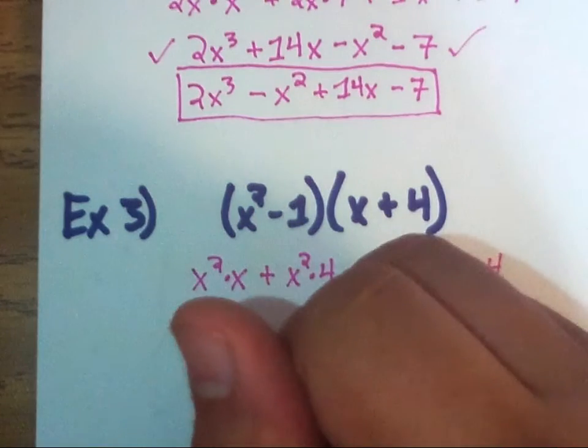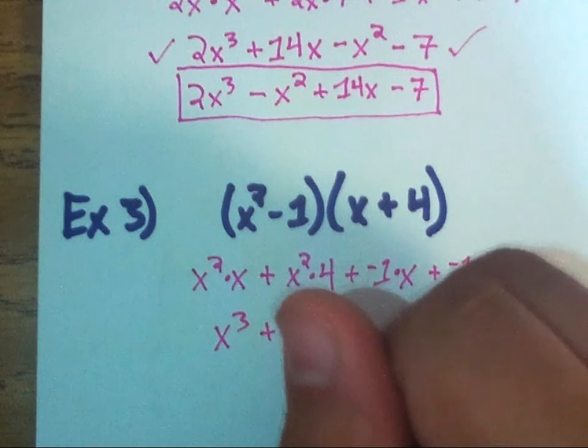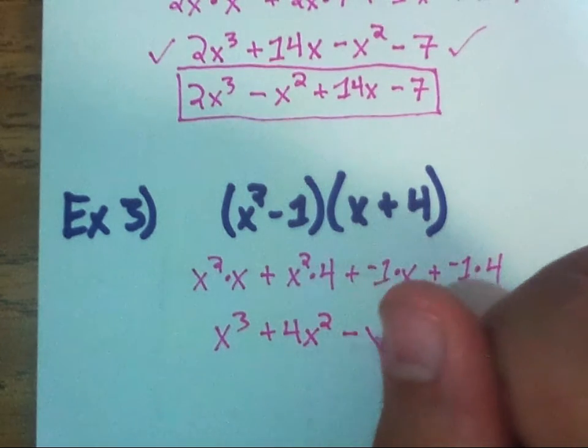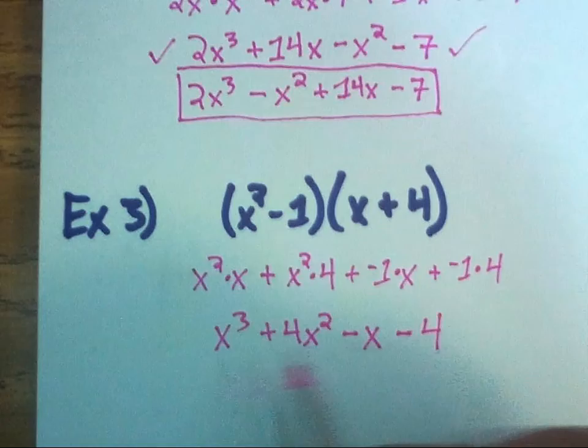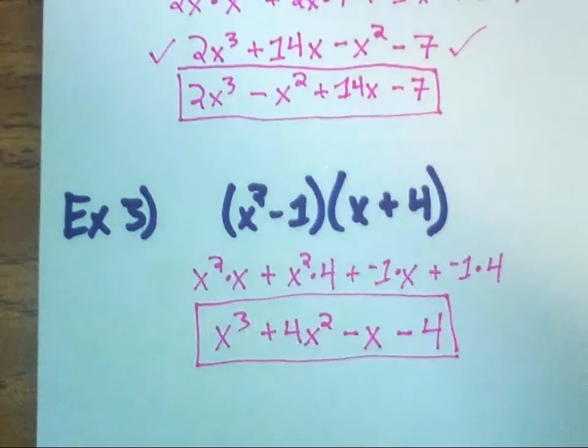So now we just clean it up. X squared times x becomes x cubed. X squared times 4 becomes 4x squared. Inside will become minus x, and the last part there will become minus 4. There's nothing to clean up. Everything's in order, so we are good to show off our answer.